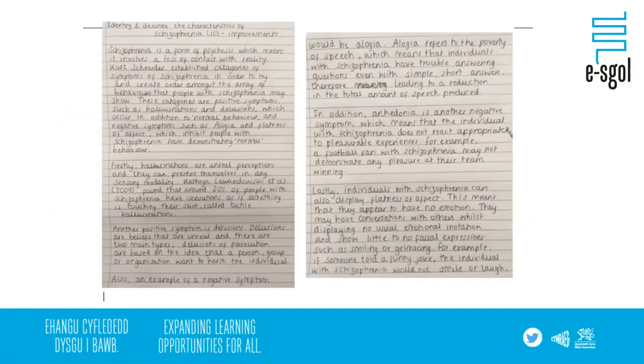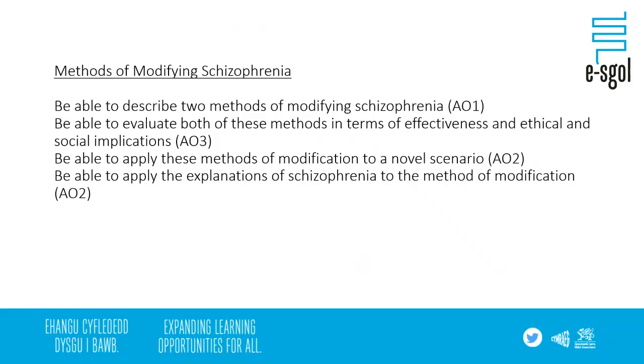The next type of question that I want to look at is methods of modifying schizophrenia. These bullet points are things that you need to do with your knowledge of methods of modifying. So obviously we've looked at drug therapy and cognitive behavioural therapy, but you need to be able to describe the two methods of modifying schiz, which would be your AO1 question. You need to be able to evaluate both of the methods in terms of their effectiveness and ethical and social implications. So that would be your AO3, and that would be where your conclusions would come in as well.